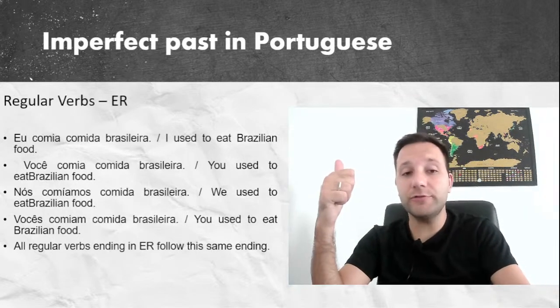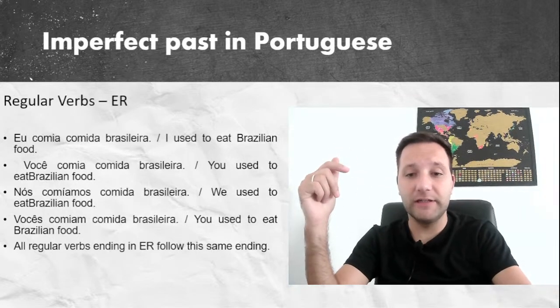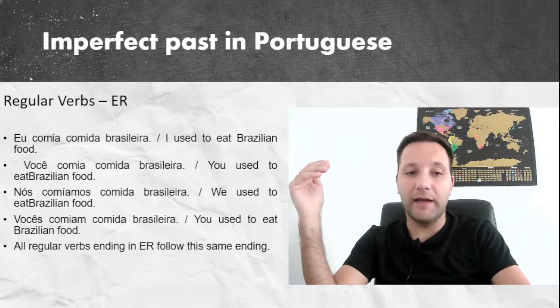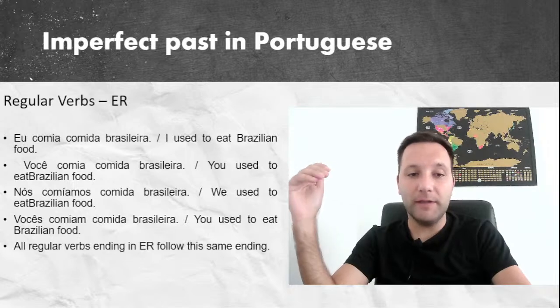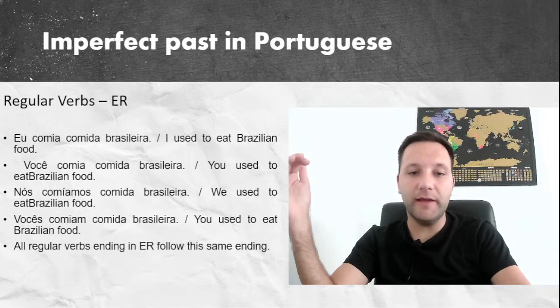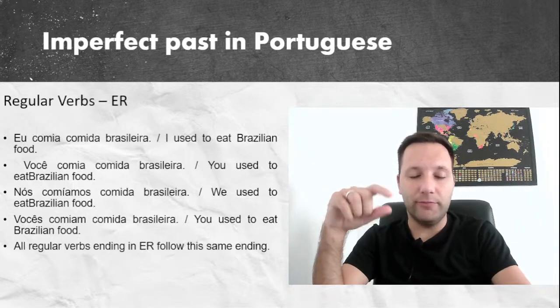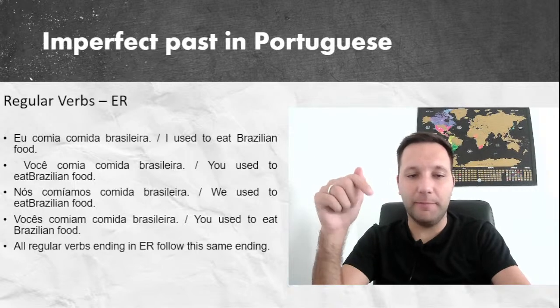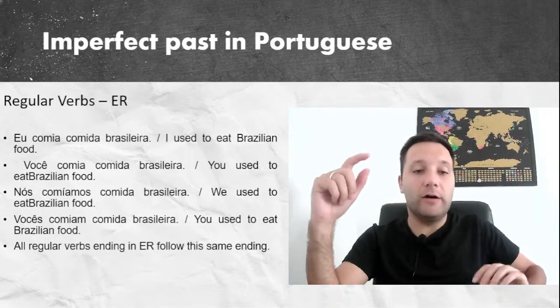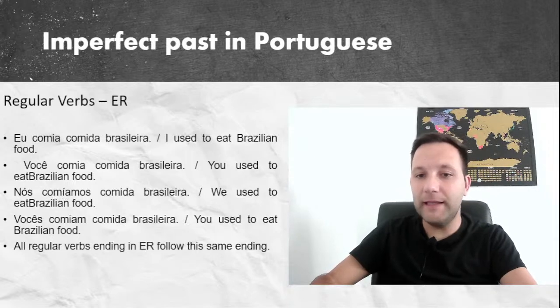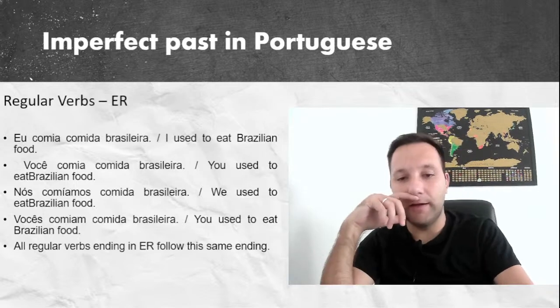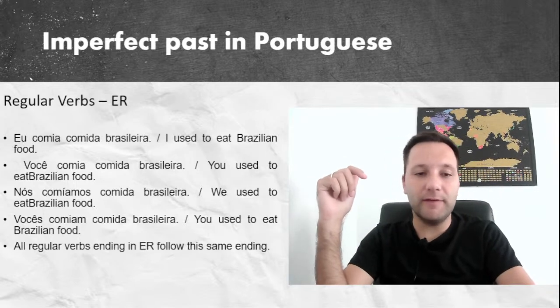And the same conjugations for you, he and she. Você comia. Ela comia. Você comia comida brasileira. You used to eat Brazilian food. Plural now. We add íamos. Comer, comíamos. Nós comíamos comida brasileira. We used to eat Brazilian food.